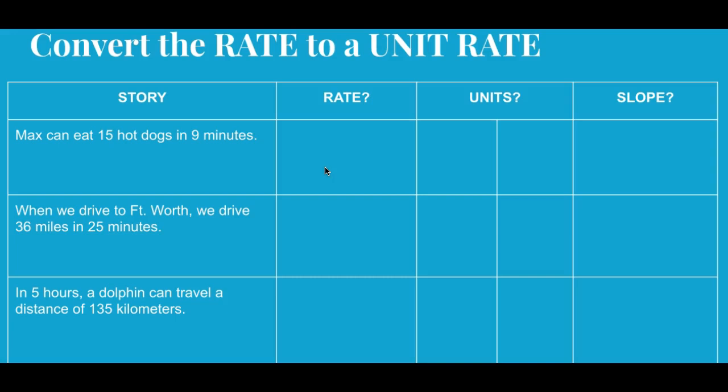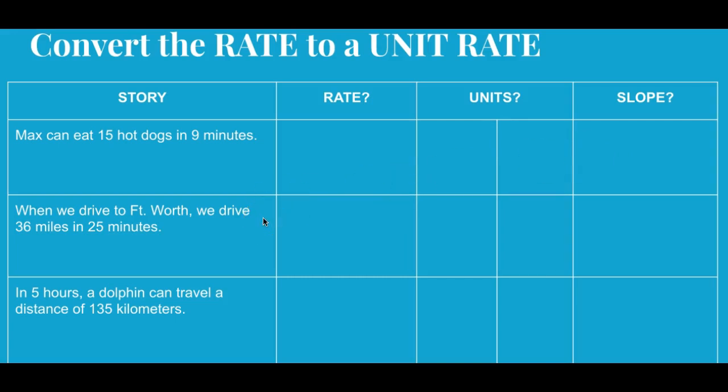So it says Max can eat 15 hot dogs in 9 minutes. Let's look at our units. What would the units be in this problem? The units would be 15 hot dogs in 9 minutes. The slope would be 15 over 9. Remember I told you guys anytime you see time, that time is going to be at the bottom of the ratio. So our rate would be 15 divided by 9, which gives you 1.6 repeating. The units would be 15 hot dogs to 9 minutes. The slope would be 15 over 9.